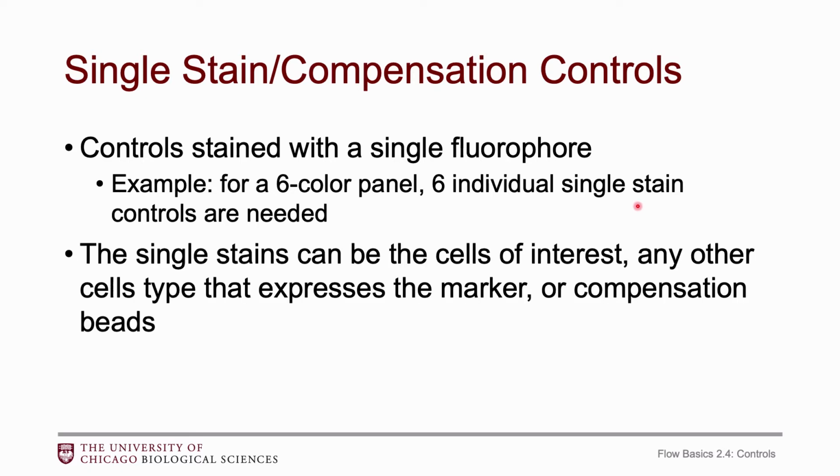Usually the first question I get is, what cells do I use for those single stains? Ideally, you would want to use the same cells that are being used for your sample, your full stain tubes, but it doesn't necessarily have to be exactly the same cell type. You could use a different cell type, as long as it still expresses the marker, or you can also use compensation beads. And I'll discuss in a few slides when you might want to switch the cell type and other factors you need to think about.